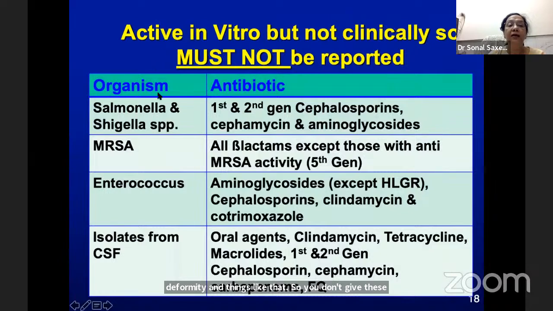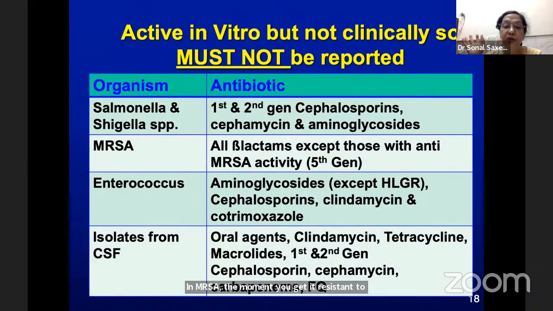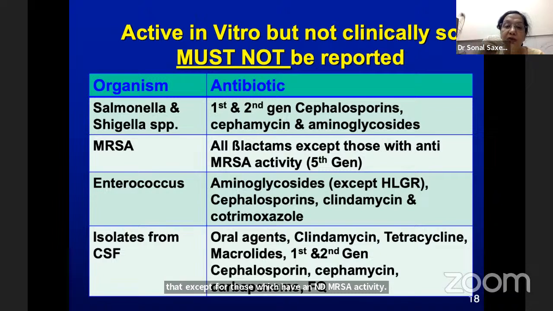Now, again, these are certain drugs which will be active in vitro, but must not be reported in your reports. For example, first and second generation cephalosporin, cefamycin, and aminoglycosides for Salmonella and Shigella. In MRSA, the moment you get it resistant to cefoxitin or whatever method you're using, remember that except for those which have an anti-MRSA activity, the fifth generation ones, you don't report any of these beta lactams.